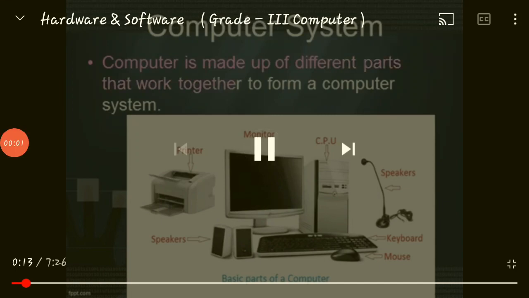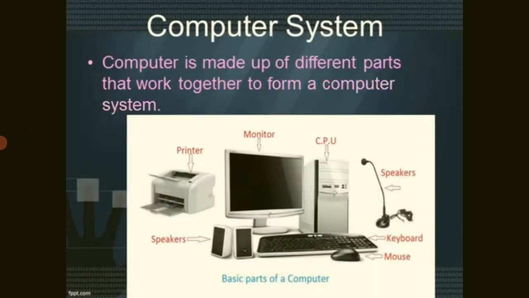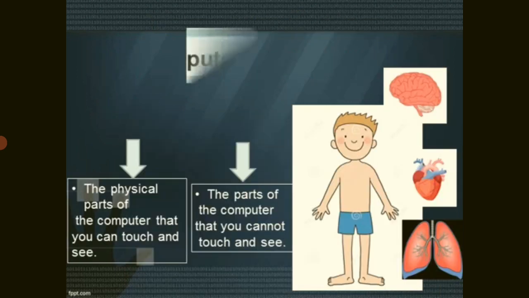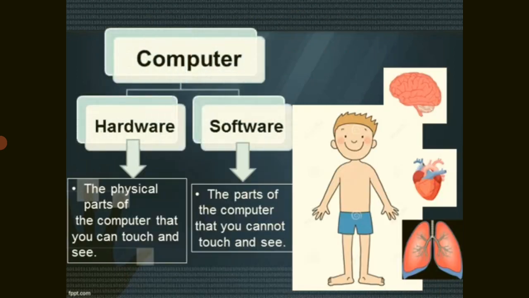Lately, we have learned that a computer is an amazing machine that can do different types of jobs. It has different parts that work together to form a computer system. The two basic parts of a computer system are hardware and software. Let us learn about hardware. The physical parts of a computer that you can touch and see are called hardware.